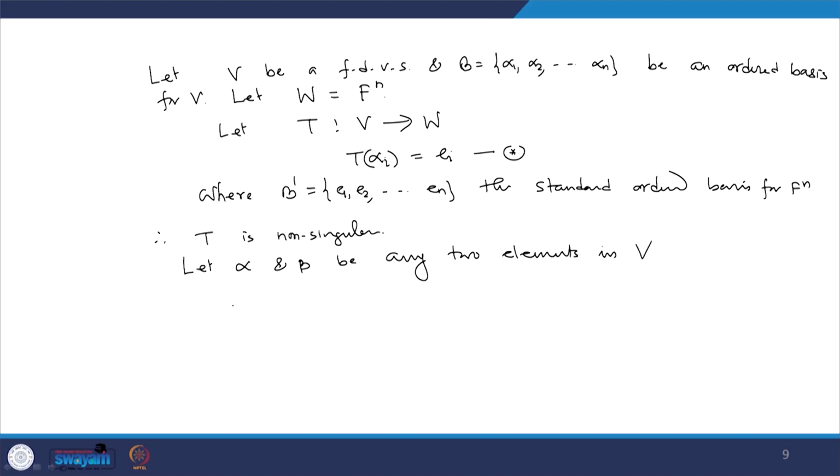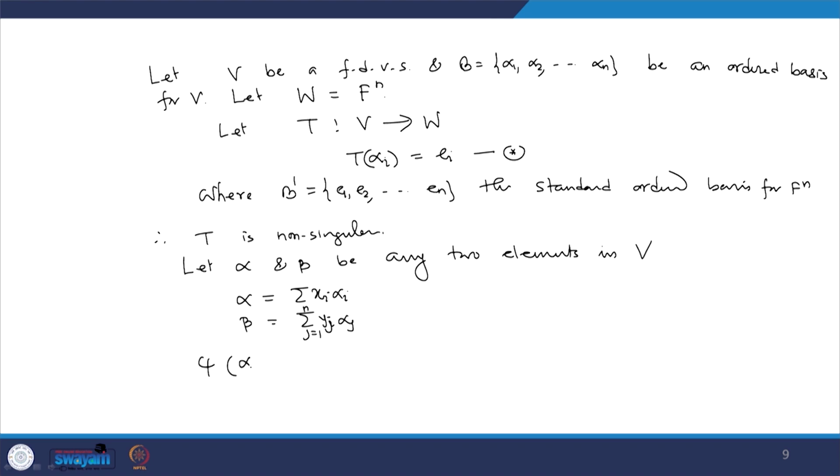Since I have taken B equal to alpha 1, alpha 2, alpha n as a basis, there are scalars x1, x2, xn such that alpha equals sigma xi alpha i, and similarly for beta there exist n scalars, say yj, such that beta equals sigma yj alpha j, where j equals 1 to n, and i also equals 1 to n.